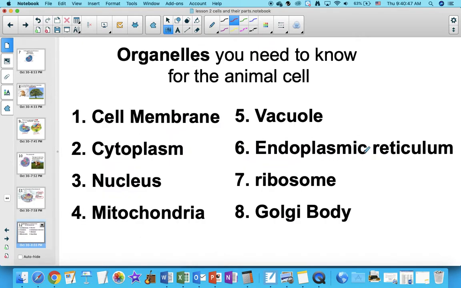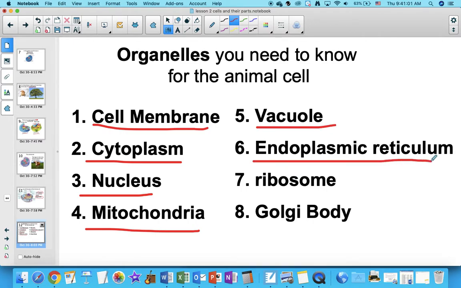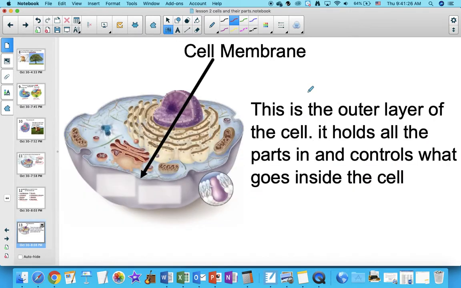So in the animal cell, there are 8 organelles you need to know. The cell membrane, the cytoplasm, the nucleus, the mitochondria, the vacuole, the endoplasmic reticulum, the ribosome, and the Golgi body. All of these things are found in animal cells, and these are the main organelles we're going to be talking about. So the first one, the cell membrane.